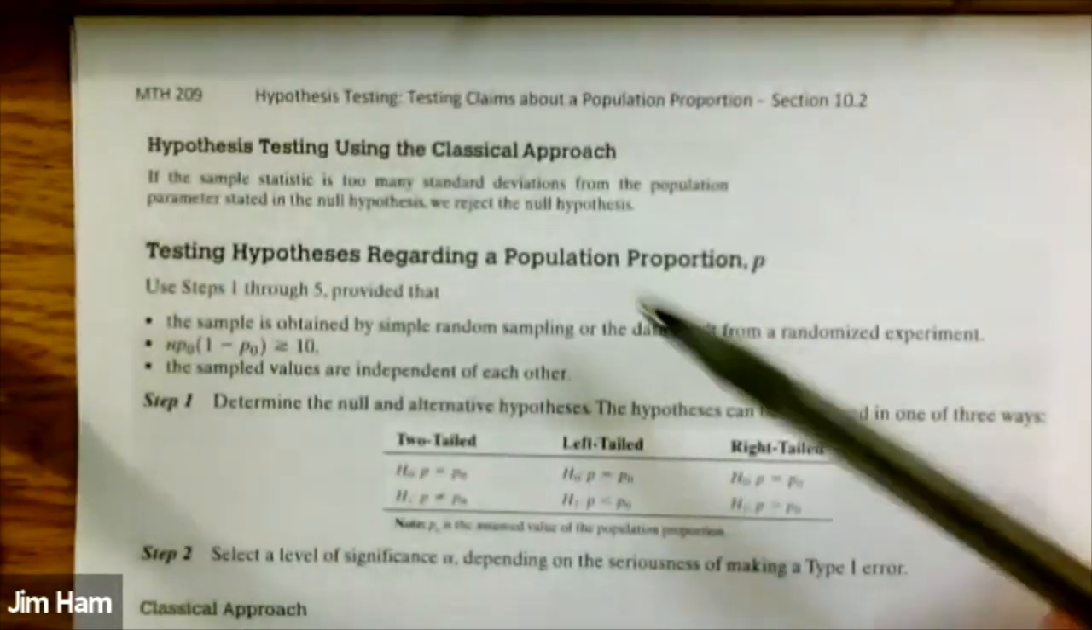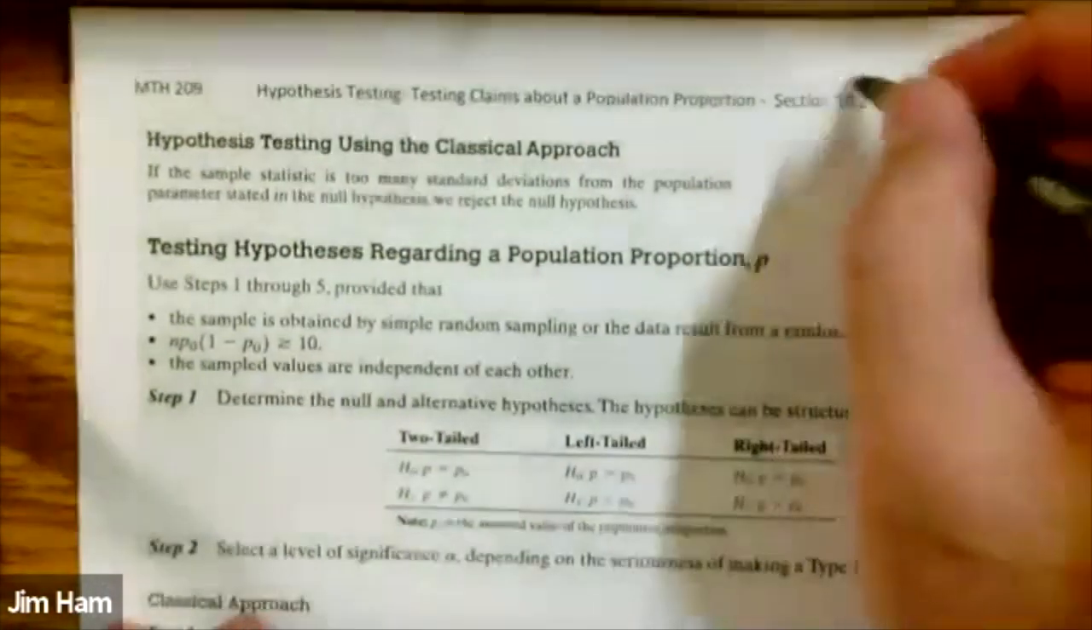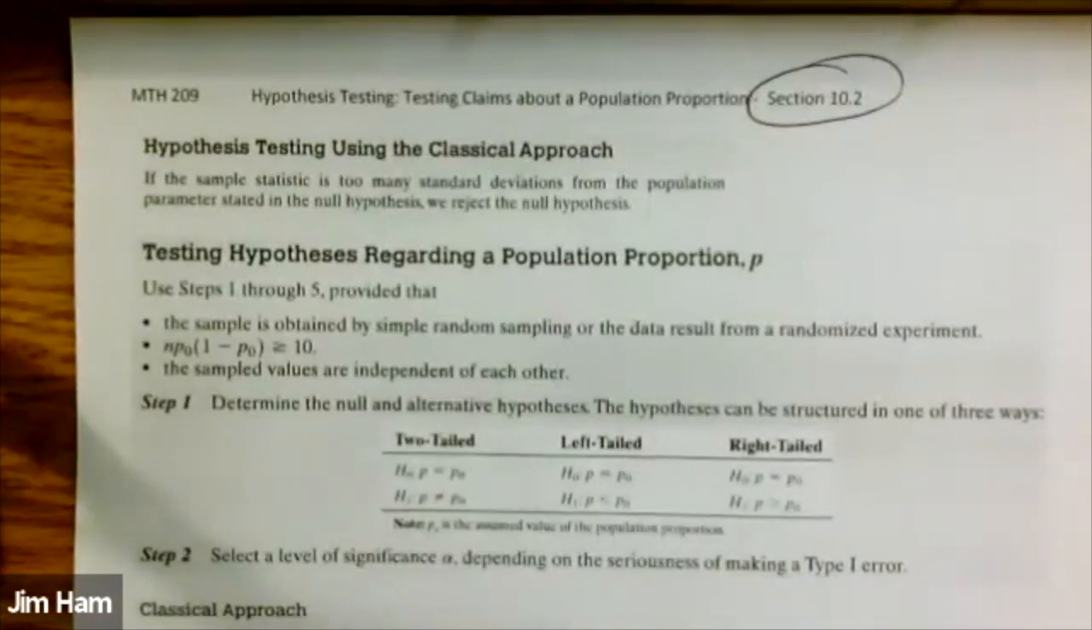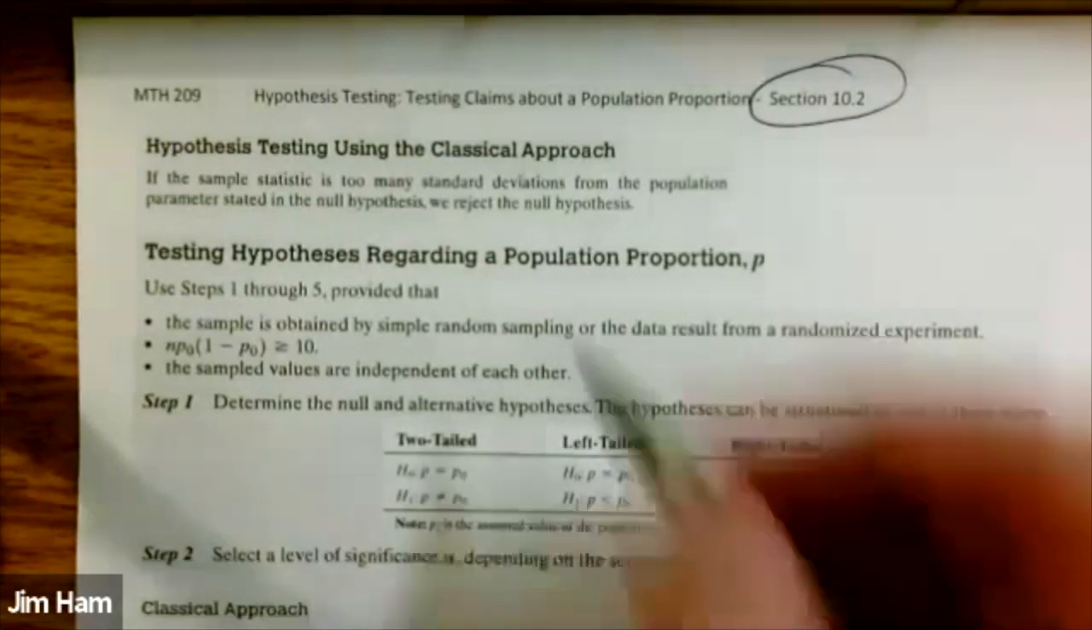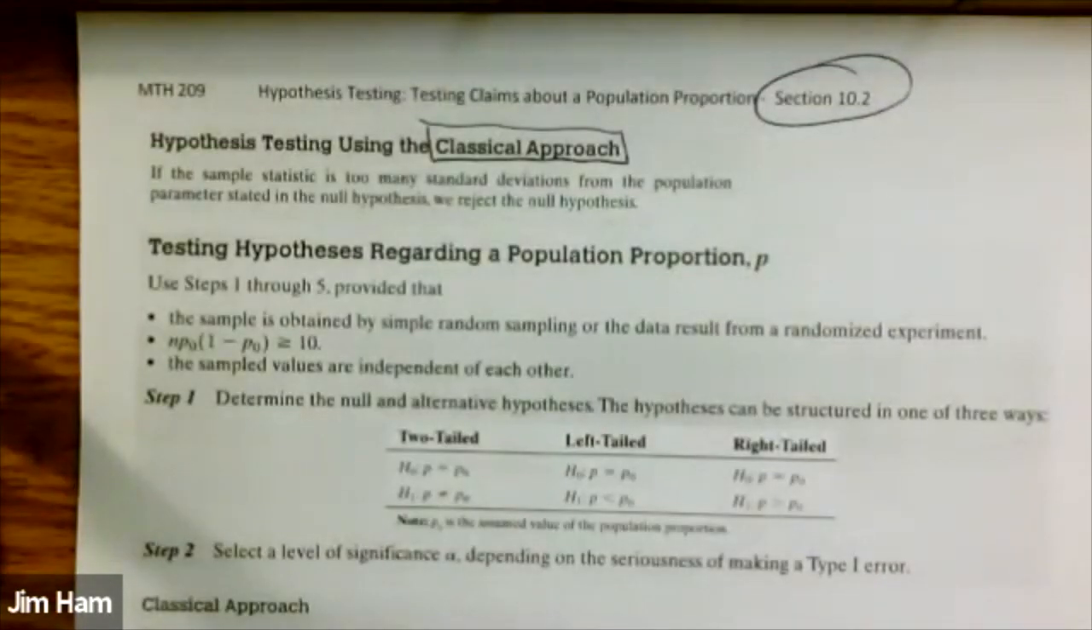All right, so you have a couple of pages of notes from section 10.2. These are in the e-learning. And the first approach is the classical approach. And this is the approach where we draw a sampling distribution, you know, one of those bell-shaped curve, and we shade it and we label it, and then we go calculate a test statistic to see where the test statistic falls on our graph.